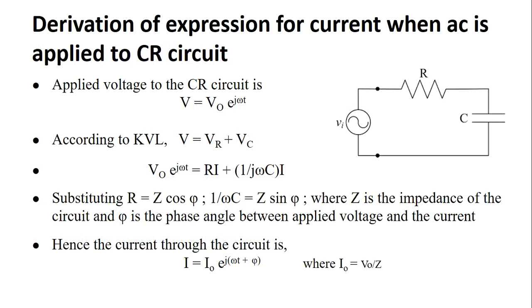Here we have a circuit consisting of a resistance in series with a capacitor. A sinusoidal voltage is applied to the CR circuit. The applied voltage to the CR circuit is given by V is equal to V0 into e to the power j omega t.